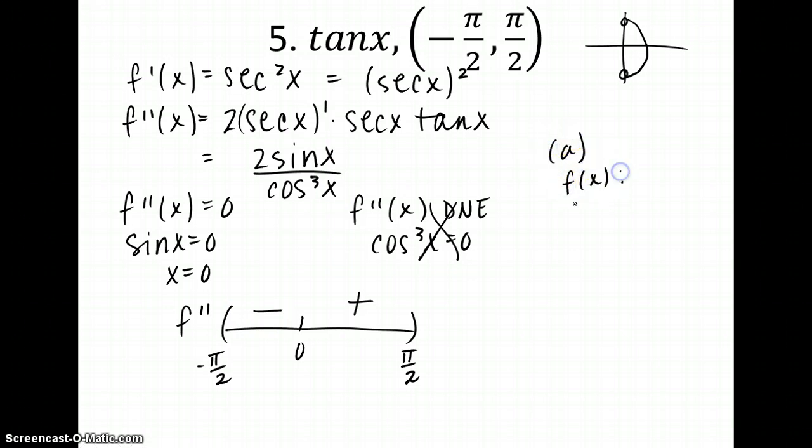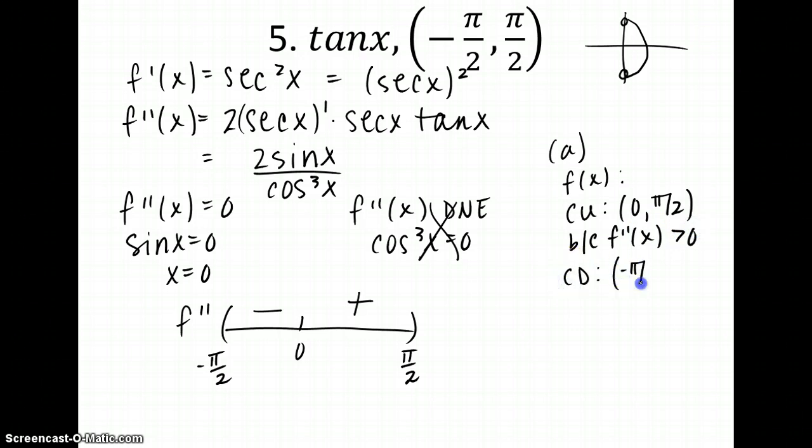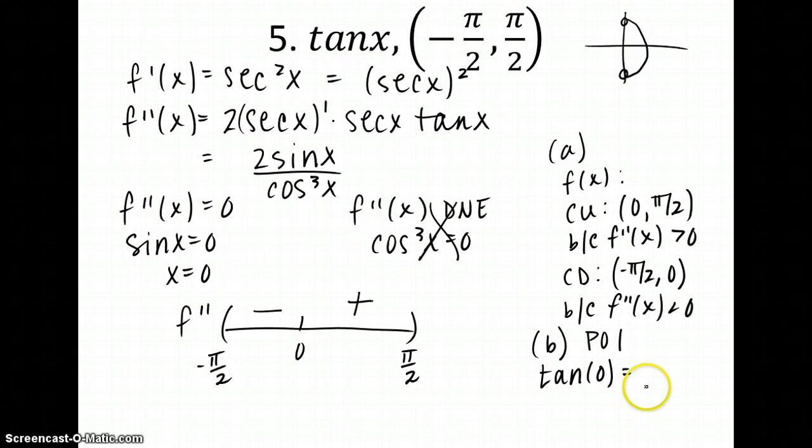Alright, so our function is concave up on the open interval from 0 to pi over 2 because the second derivative is positive. Function is concave down from negative pi over 2 to 0 because the second derivative is negative. And then the point of inflection, if it occurs, it would occur at 0. So when we plug 0 back into the original function, tangent of 0 is 0. So the point of inflection occurs at the origin.